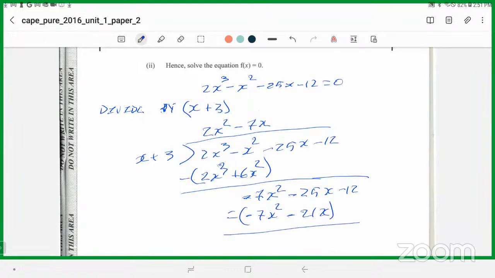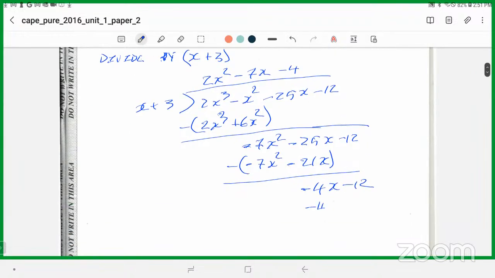Subtract. Then this minus makes it a plus, so plus 21 minus 25. 21 minus 25 is negative 4. So negative 4 is minus 12. This divided by this is negative 4. Negative 4 times the divisor is going to give negative 4x minus 12. Subtract that, remainder 0, because we did divide by a factor.